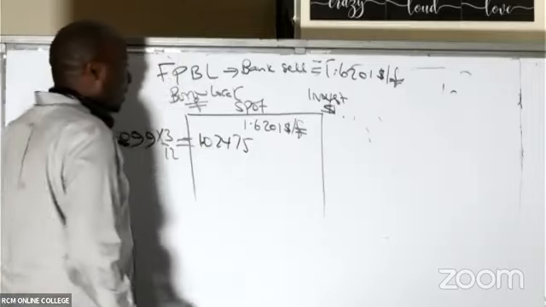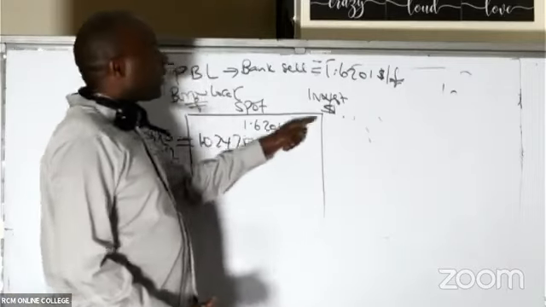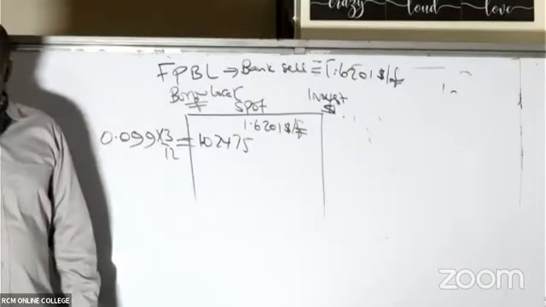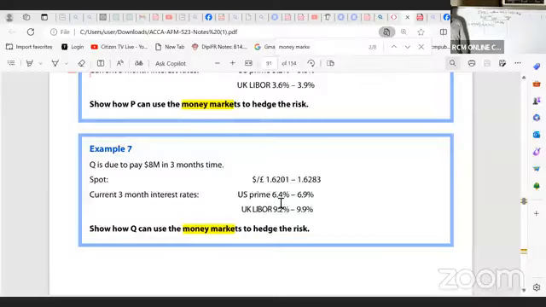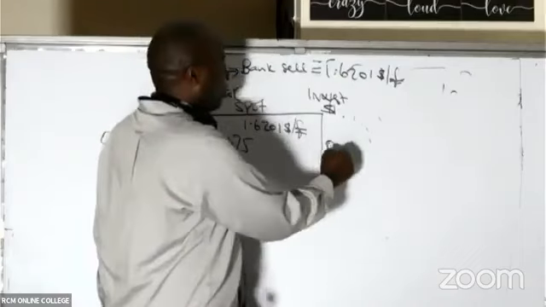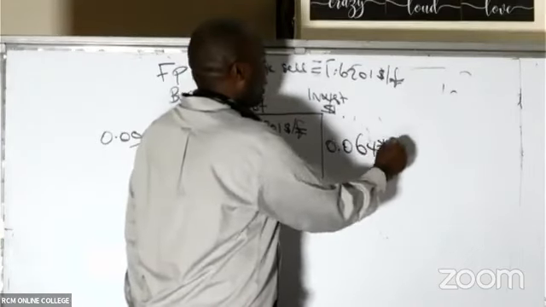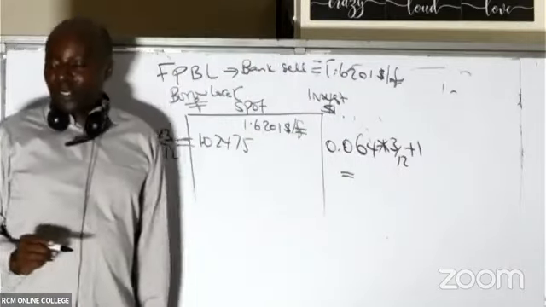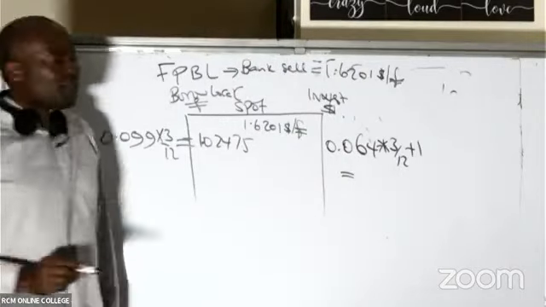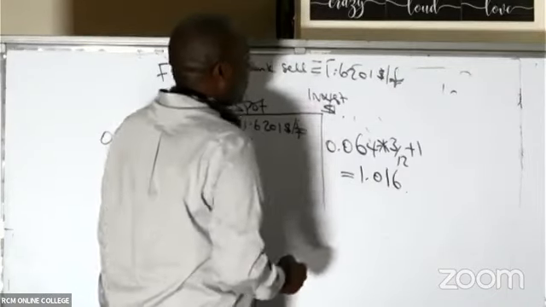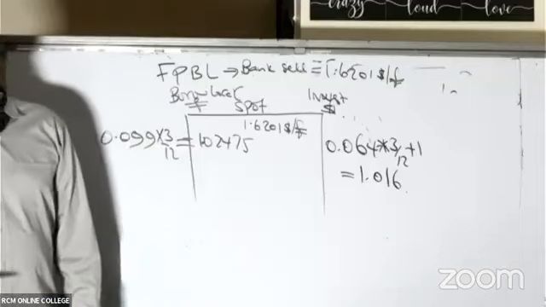And then we come on this other side, ladies and gentlemen. Now you're investing the dollar. Are you able to give me the investment rate? Now the lower interest rate. So in this case here in the US, it will be 6.4%. So this is 0.064 times 3/12 plus 1. Which gave you guys what figure? 1.016. Thank you so much.